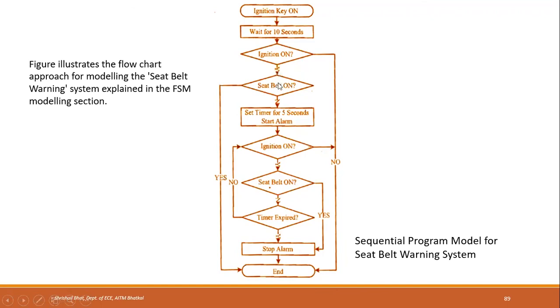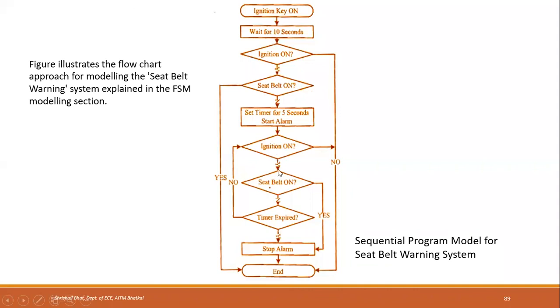If it is true, that means yes, you check whether the seat belt is fastened. If the seat belt is fastened, then end. No need of turning on any alarm. But if the seat belt is not fastened, then you set timer for 5 seconds and start alarm. Right? So when the alarm is on, again you check if the ignition key is on. If the ignition key is not on, then you go to end. No need of doing anything, right?